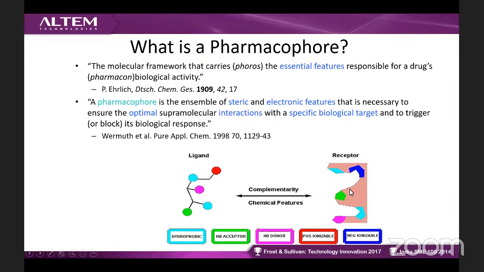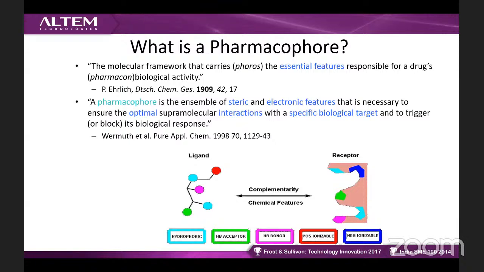So it should have complementary pharmacophores. If an acceptor is present, a donor should be there. If a donor is present, an acceptor should be there. In case of donor and donor, that will repel. Acceptor and acceptor, it will repel. So your ligand should be in such a way that it complements your receptor pharmacophores also.